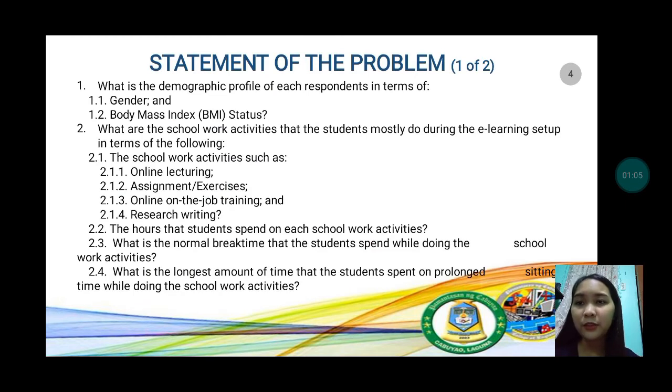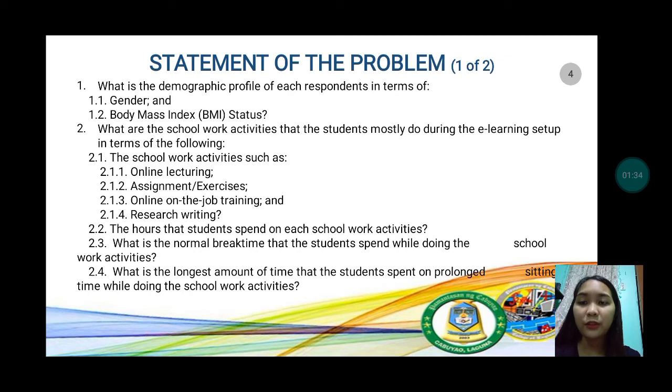For the statement of the problem, first, what is the demographic profile of each respondent in terms of gender and body mass index status? Next, what are the schoolwork activities that the students mostly do during the e-learning setup, such as online learning, assignments or exercises, online on-the-job training, and research writing? The hours that the students spend on each schoolwork activity.